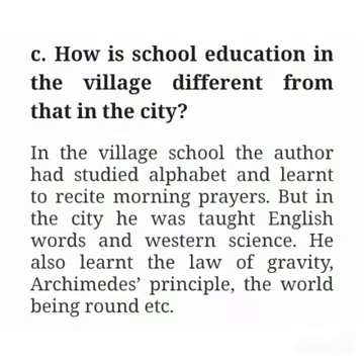The next question, C. How is school education in the village different from that in the city? The answer: in the village school, the author had studied the alphabet and learned to recite morning prayers. But in the city, he was taught English words and Western science. He also learned the law of gravity, Archimedes' principle, the world being round, etc.